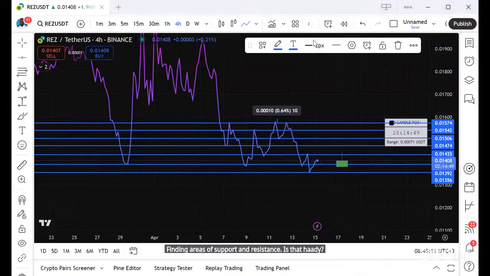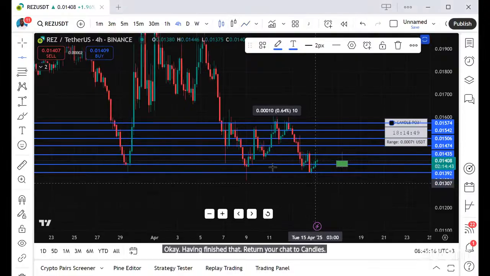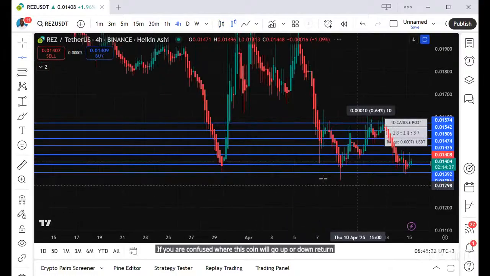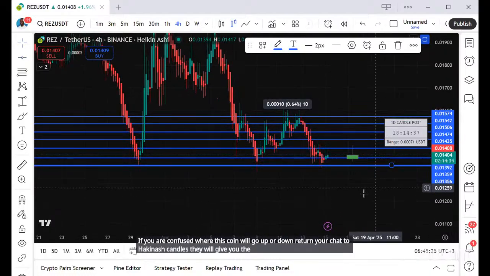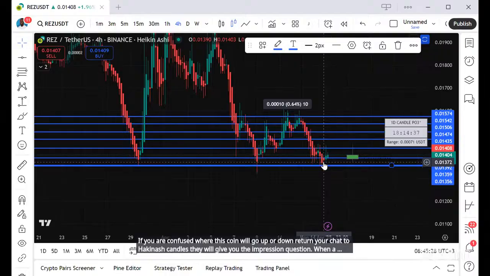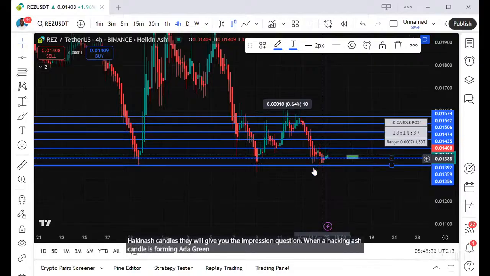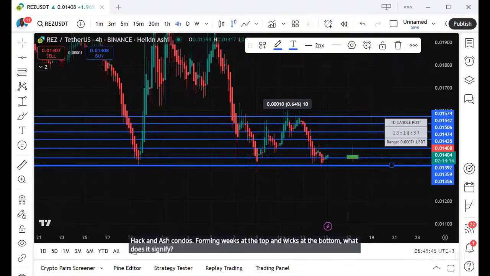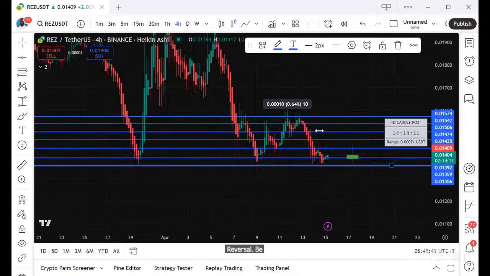Okay. Having finished that, return your chart to candles. If you are confused whether this coin will go up or down, return your chart to Heikin-Ashi candles. They will give you the impression. Question: when a Heikin-Ashi candle is forming, either green or red candles with a wick at the top and a wick at the bottom, what does it signify? Reversal. Beautiful. Now you already know in your mind this coin is going to reverse to the upside.